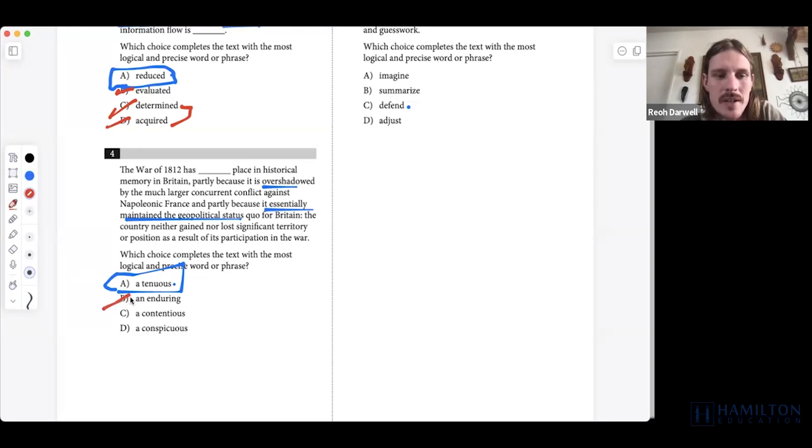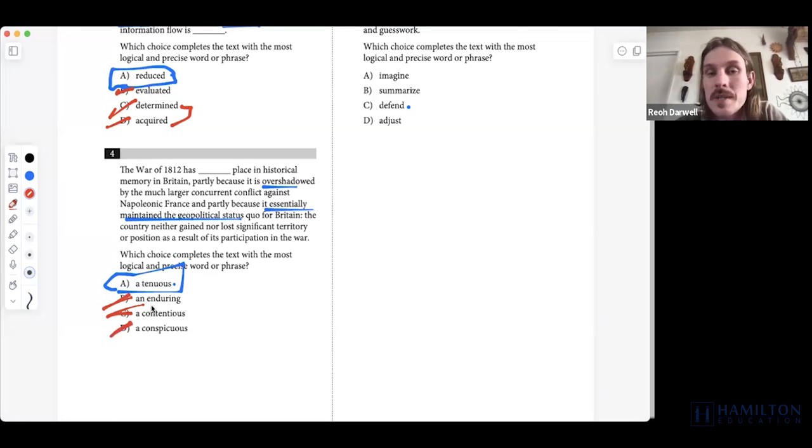Enduring is an opposite distractor, right? Seems like the Napoleonic Wars maybe will have an enduring place. Contentious, we would need to see some form of people debating it or disagreeing, or some sort of passionate feeling from two sides of an opinion on the War of 1812. We don't see that whatsoever. That might be something that could have been proven if you had it in the text, but it's not there. Then finally, conspicuous would mean a really obvious place in historical memory, but that isn't suggested whatsoever in the passage.